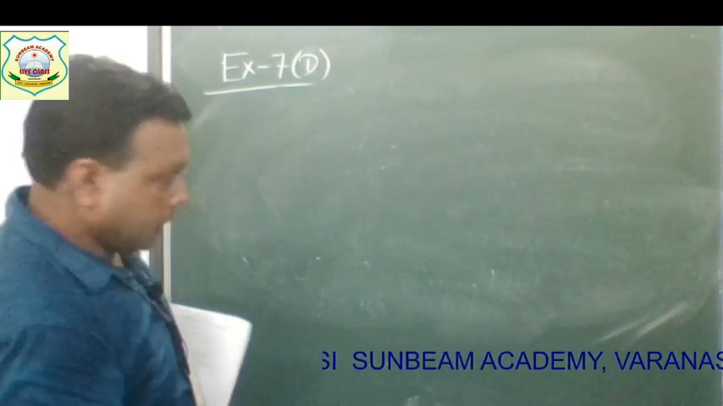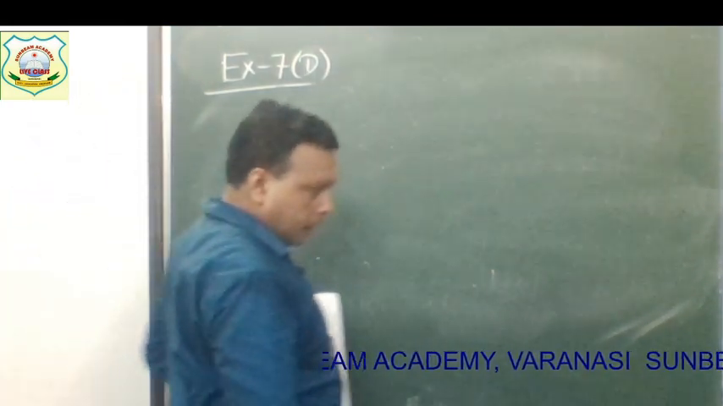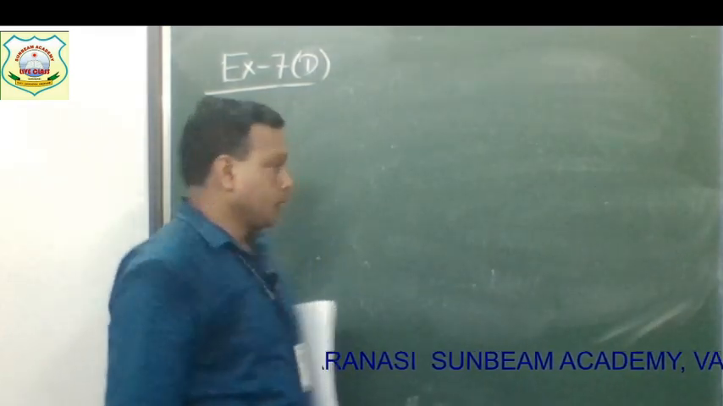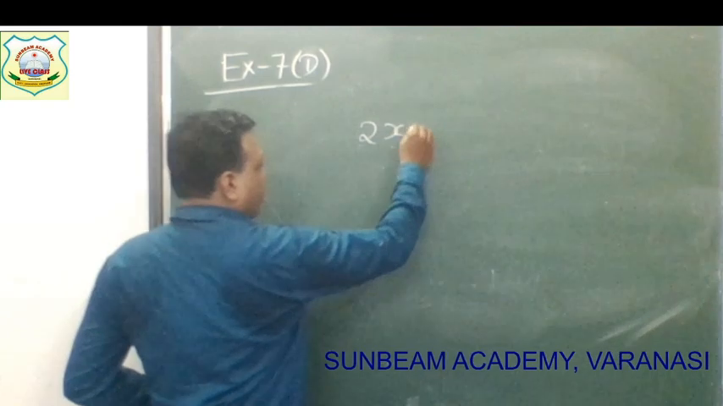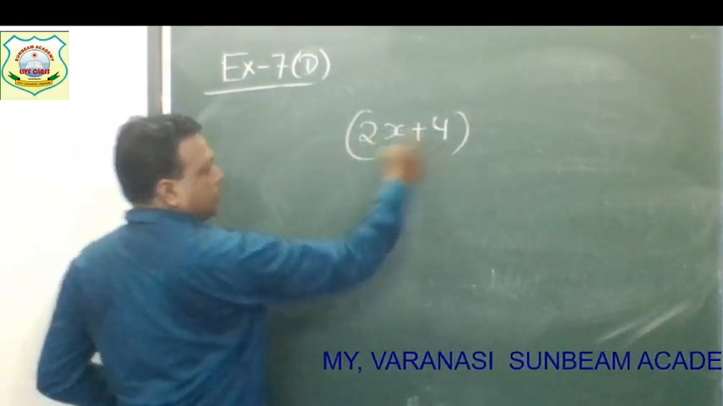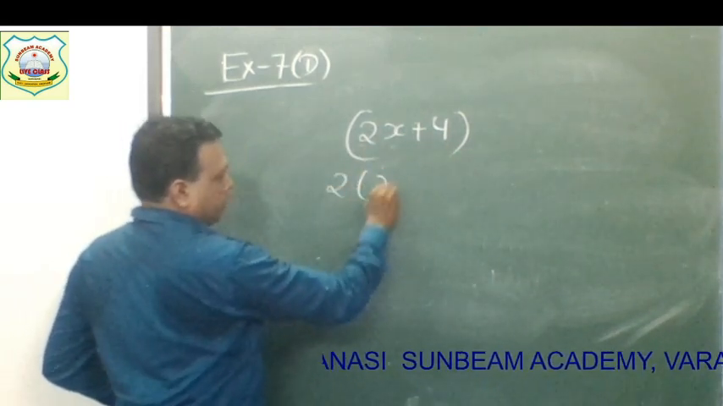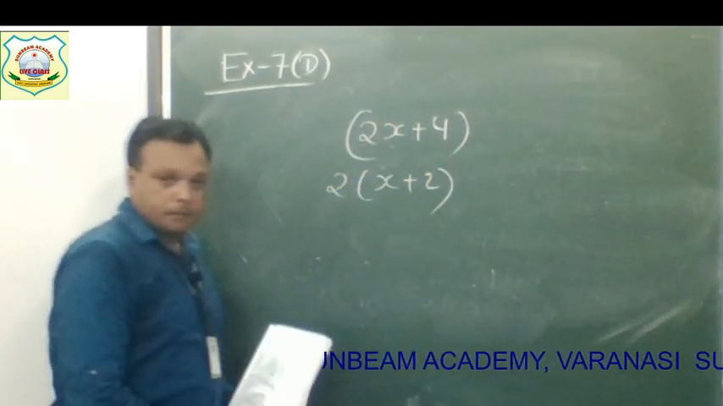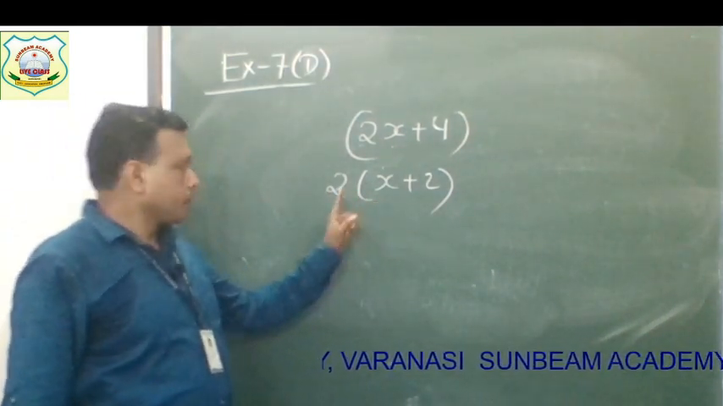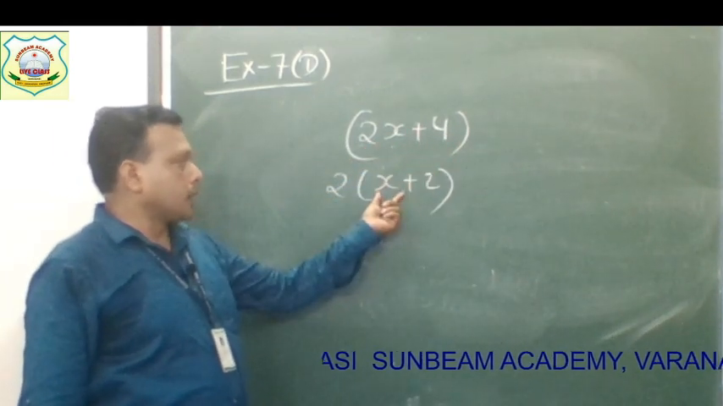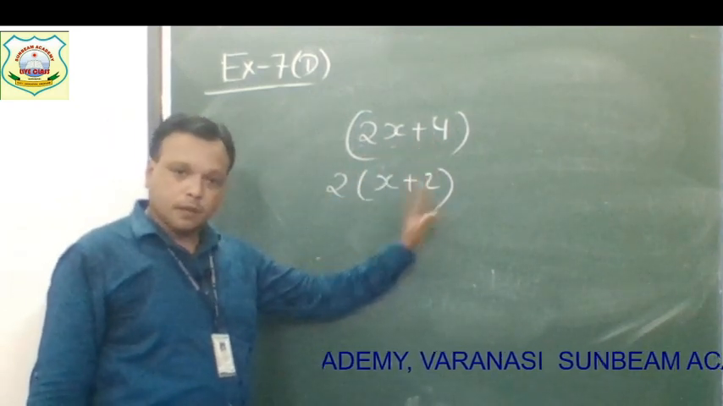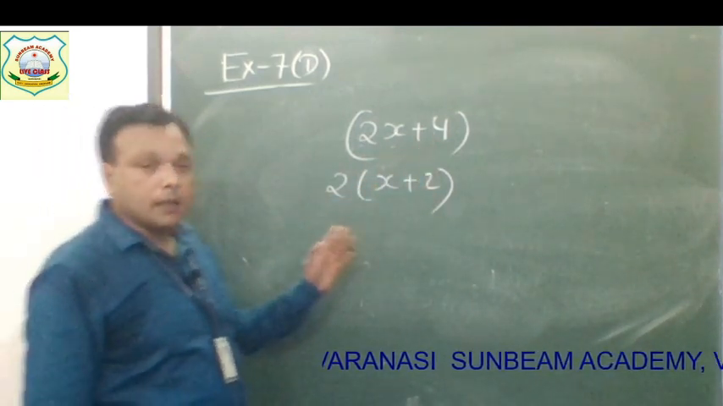Students, I just want to tell you, in the first exercise of this chapter, we discussed the common part. Suppose 2x plus 4, what can we do? 2 should be outside because 2 can divide the 4. X plus 2 will come. In exercise 7a you have done this. There is no same variable. 2 can divide: 2 ones are 2, 1x plus 2 twos are 4. Clear? This thing you have done in exercise 7a.